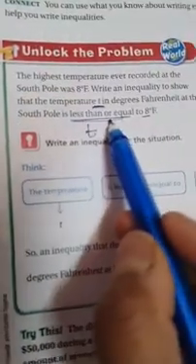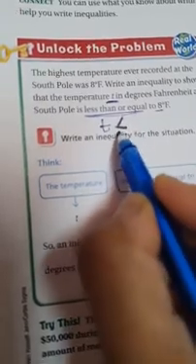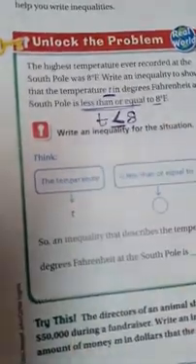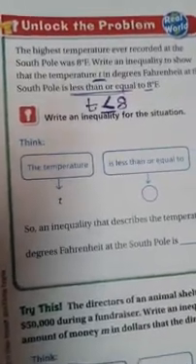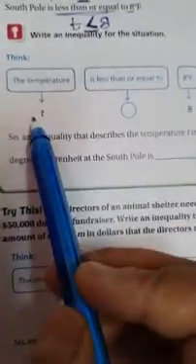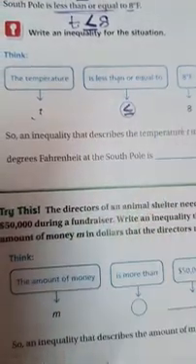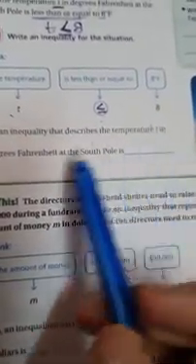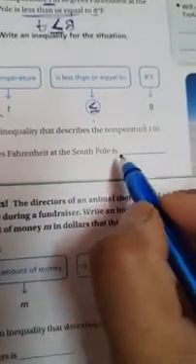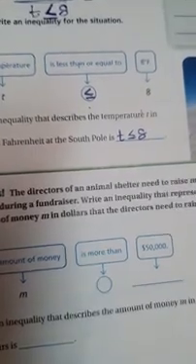So here less than or equal to means we are going to use less, which is like an L, or equal to 8. That's it. This is what you're going to be doing here, nothing else. Okay, so here as usual they want you to do each and everything. So the temperature is T. Less than or equal to means less than or equal to 8. So already we wrote it here, we don't even need to write it here. So an inequality that describes the temperature T in degrees Fahrenheit at the South Pole is T less than or equal to 8. That's it.